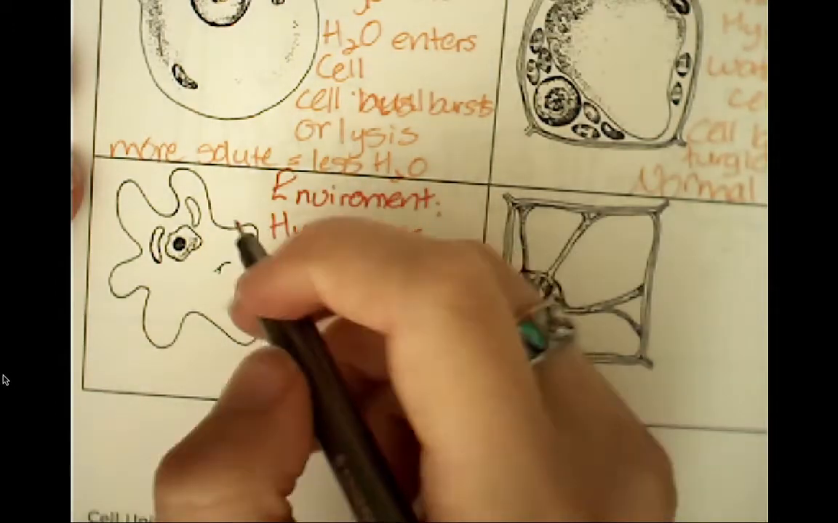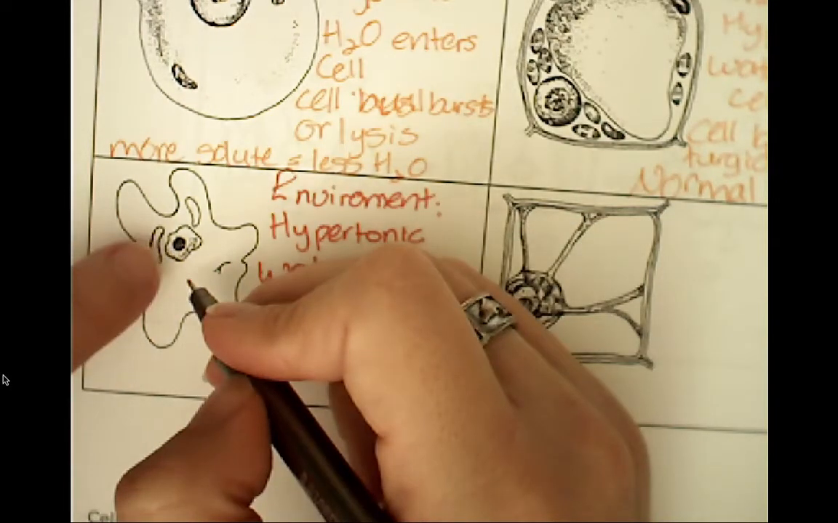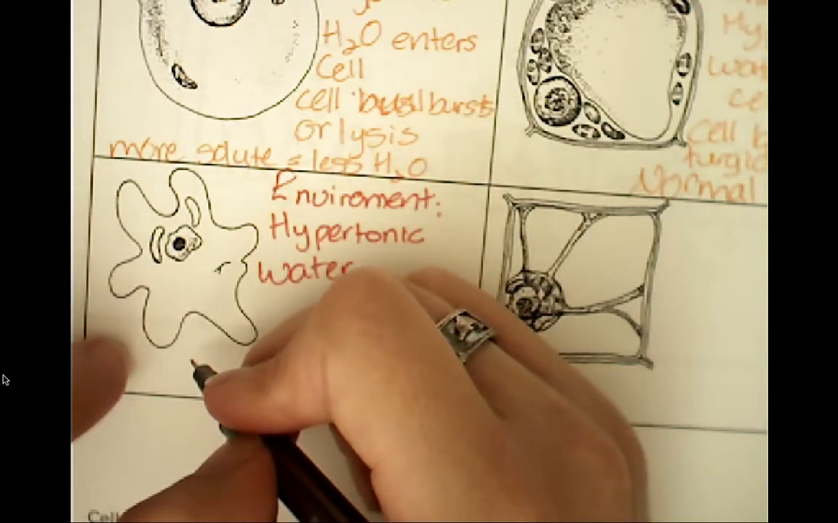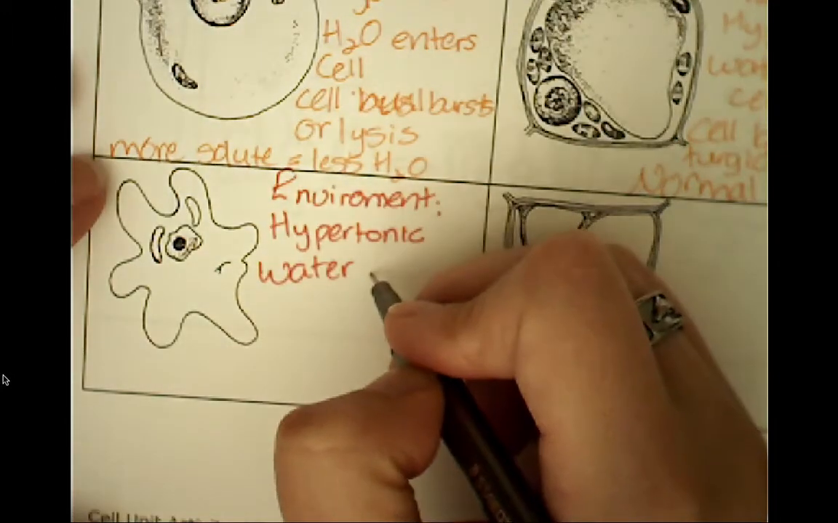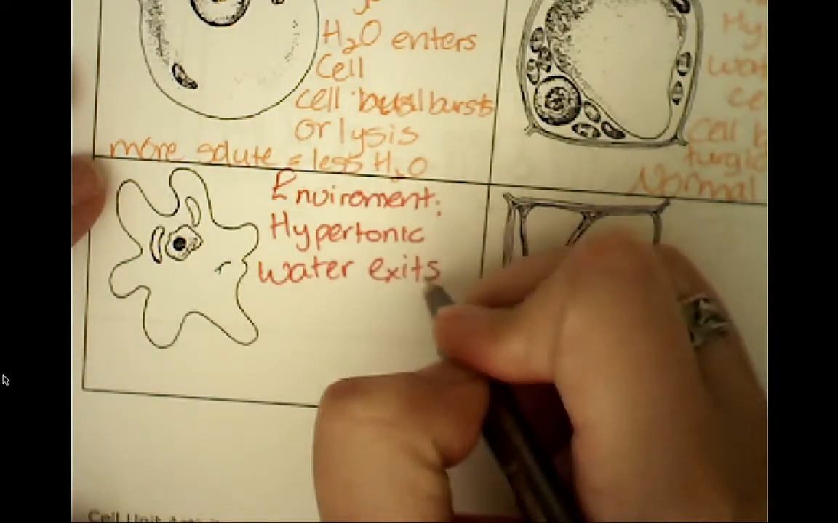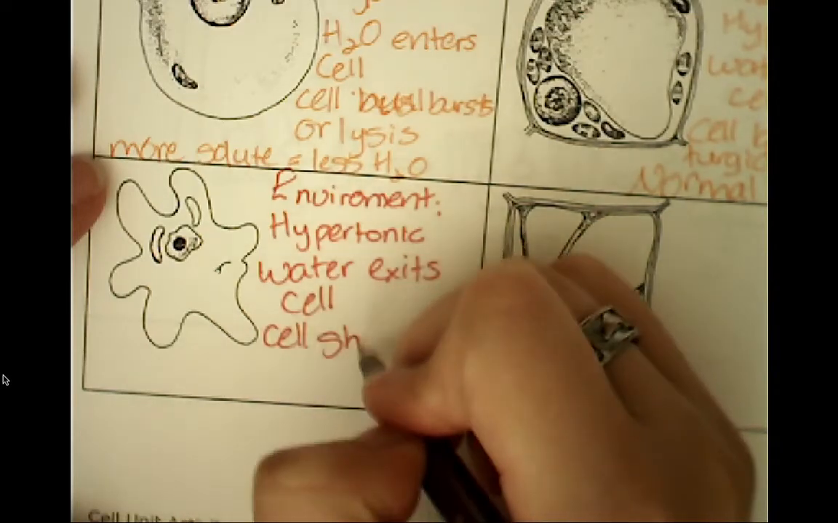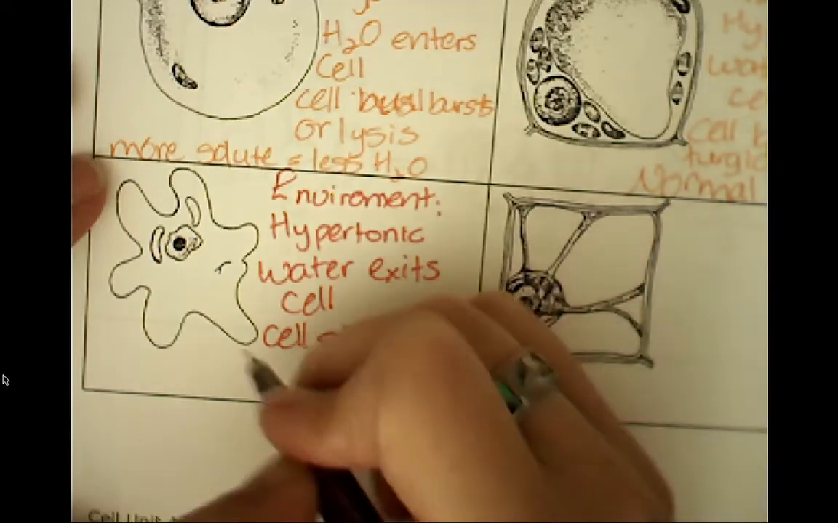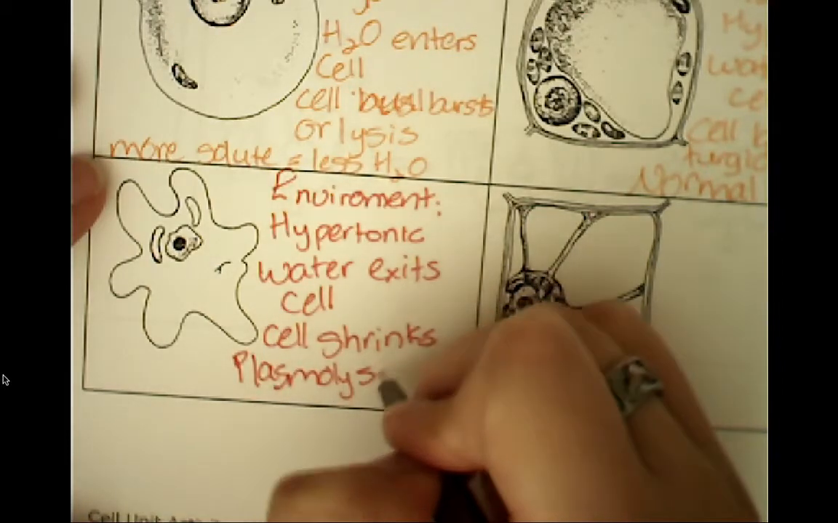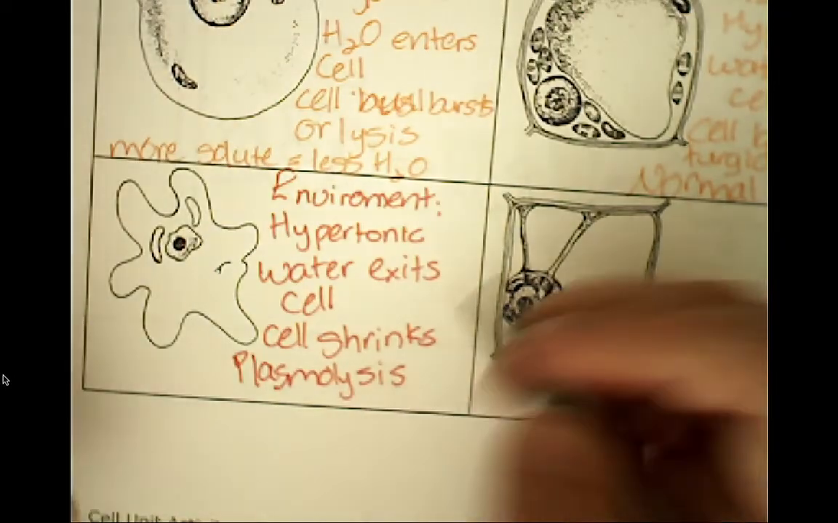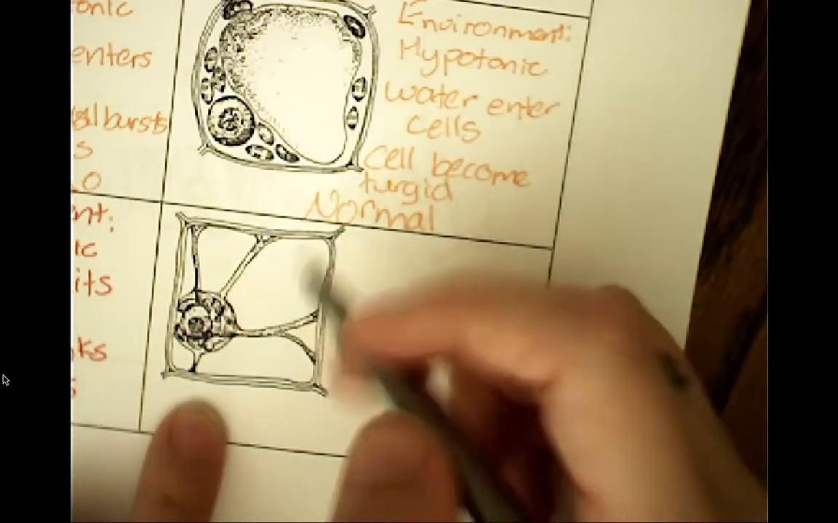Okay. In this case, there's less solutes inside the cell and more solutes outside the cell. So water is going to go out of the cell. So water exits the cell. The cell shrinks, and you get what's called plasmolysis. And so the plasma membrane, as you can see, kind of pulls in, and usually the cell can end up dying. And look what happens in the poor plant cell with its cell wall, okay?